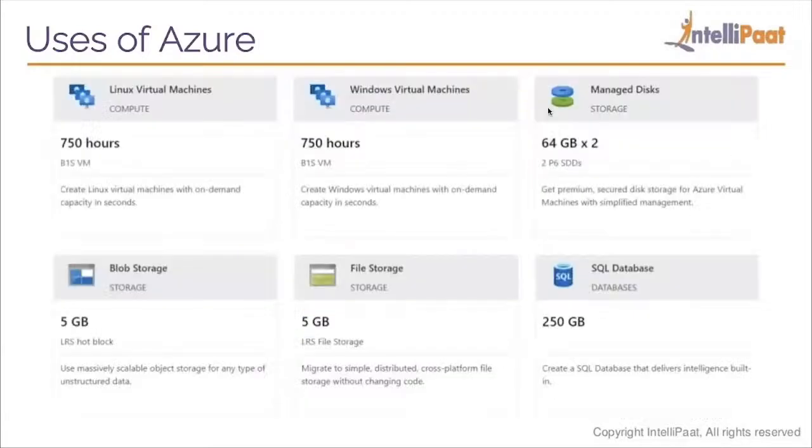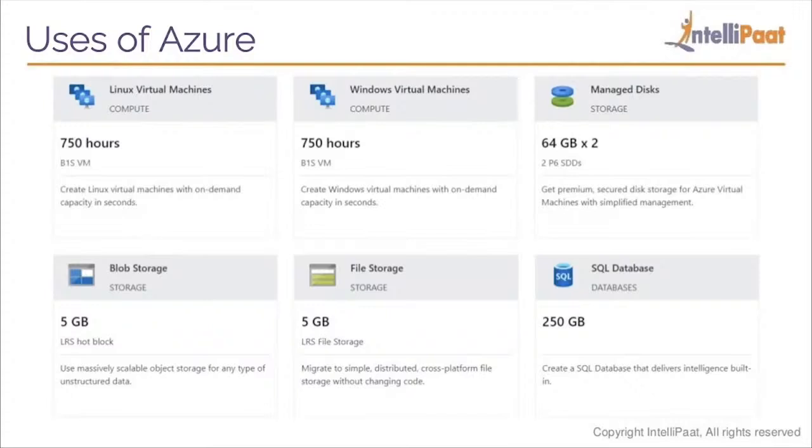Okay, now if we see uses of Azure, you can use a Linux virtual machine, Windows virtual machine, managed disk, blob storage. These are some of the services which we can use free for 1 year, like 750 hours of this VM and 750 hours of a Windows machine with this VM type. Then there are managed disk, blob storage, file storage, and all. So these are the things which we can use free for a single year.